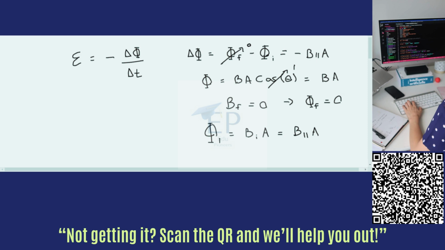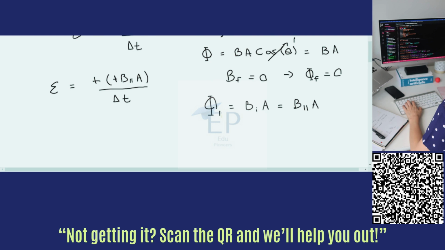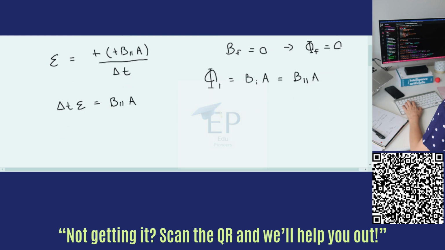Okay, and if we substitute that into our equation for the induced EMF, we will just have minus a minus B times A over the change in time. So our minus signs will cancel out. And now we're just going to solve this equation for delta t. So I'll multiply both sides by delta t. Delta t times E equals B times A. And then I will divide both sides by E, the induced EMF.